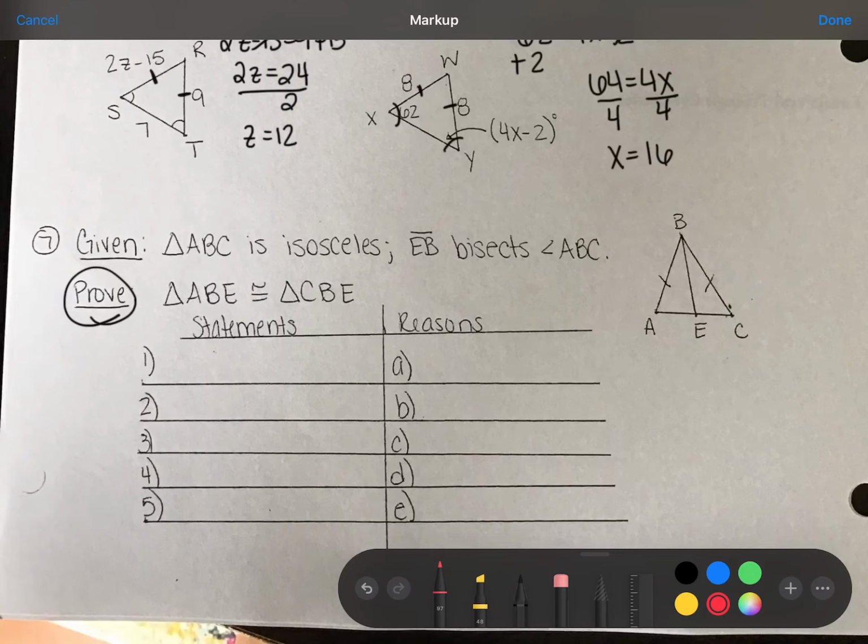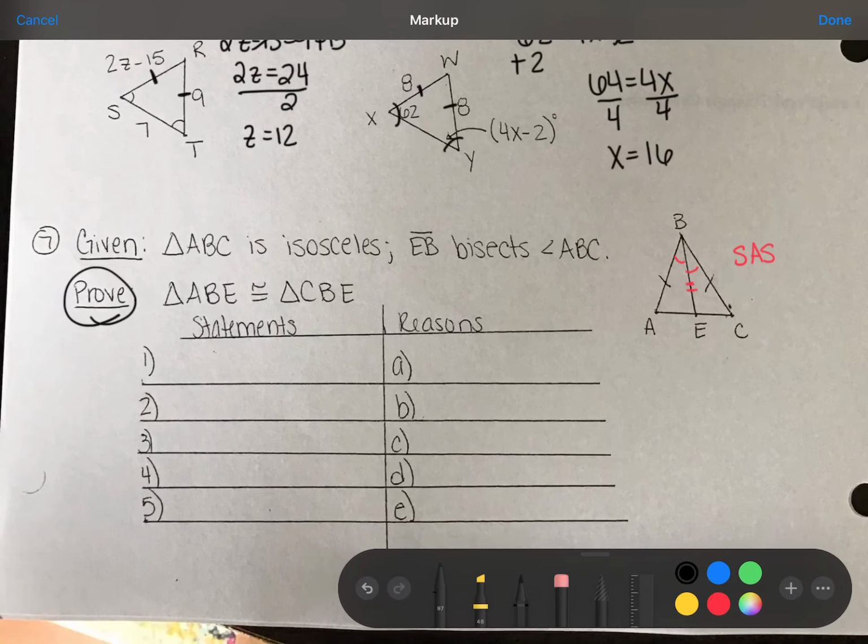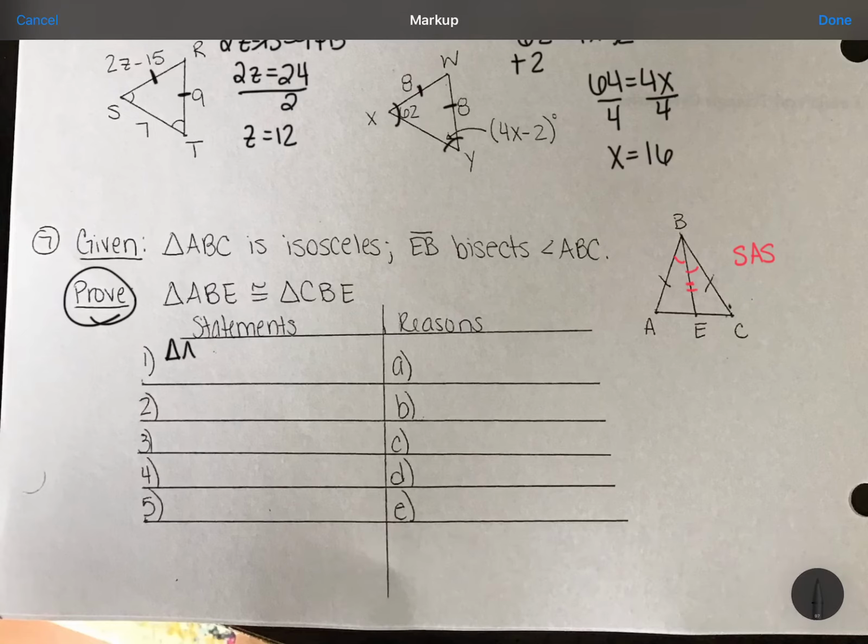So if BE is bisecting angle ABC, that would make this angle congruent to this angle. And I know I've got reflexive property, so BE is congruent to BE. So my triangles are congruent because of side angle side. So that's the plan. It's always good to plan ahead before you start writing up your proof. The first thing is you're given. So triangle ABC is isosceles. EB bisects angle ABC. And I always just cram everything I'm given into that first step.